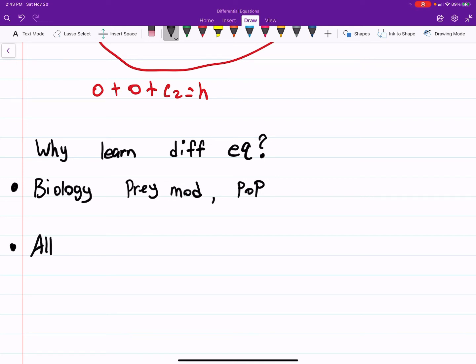Basically all of physics. So if you're studying physics, this class is an absolute must. I already showed that it's used in Newton's laws. It's used all over mechanics. It's used in circuits, electromagnetism, quantum mechanics. I'm not sure if there's a branch you don't use it in, to be honest. So you have to be good at differential equations to get through physics.